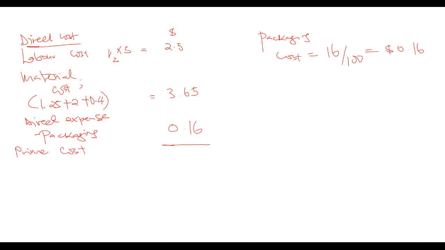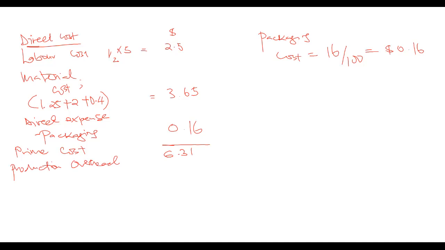Sum of those three prime costs, we get how much? 6.31. Okay, then you can add other production costs. So this is production overhead cost. The fixed production cost is 4,000 per annum.